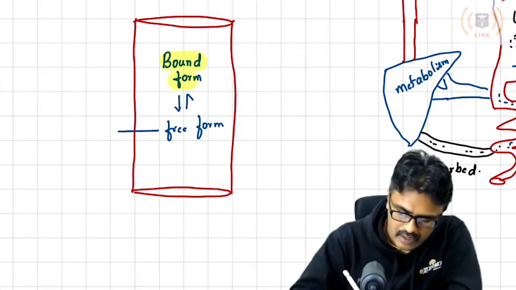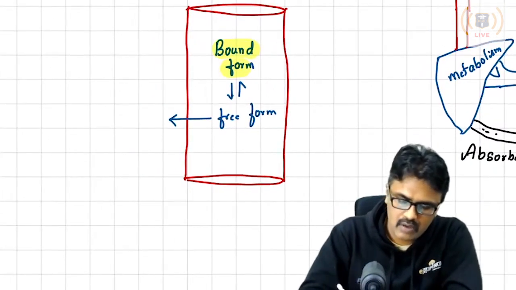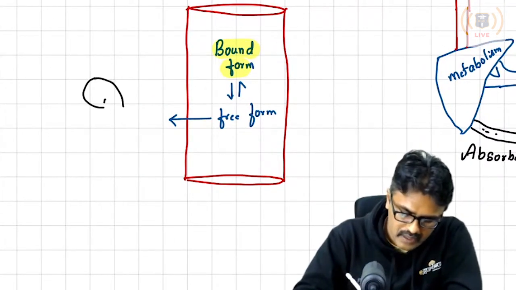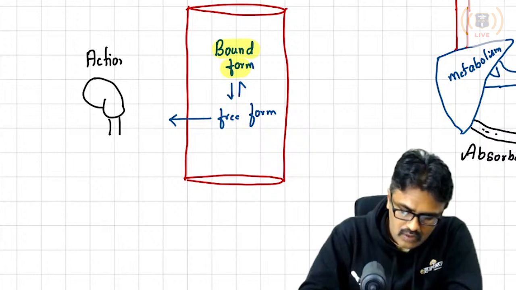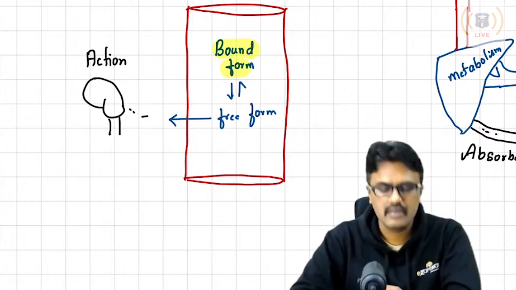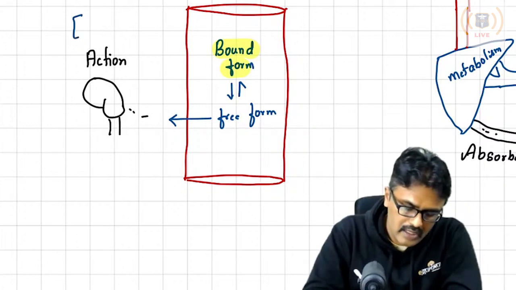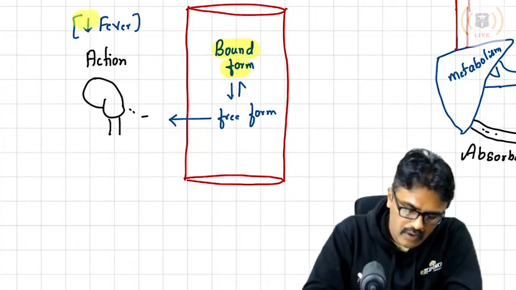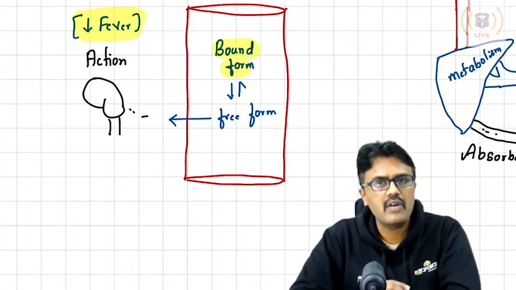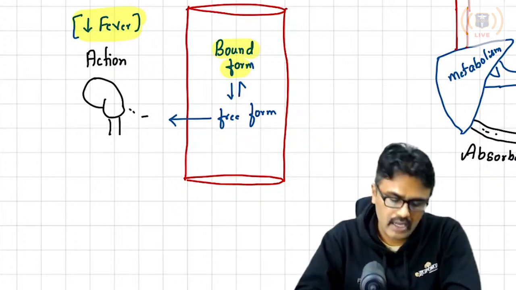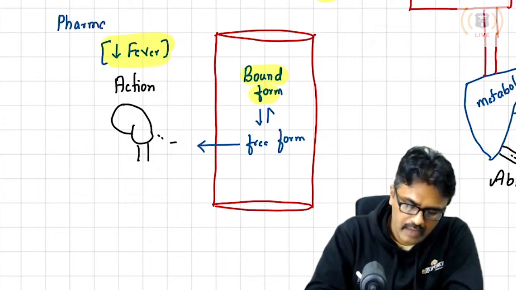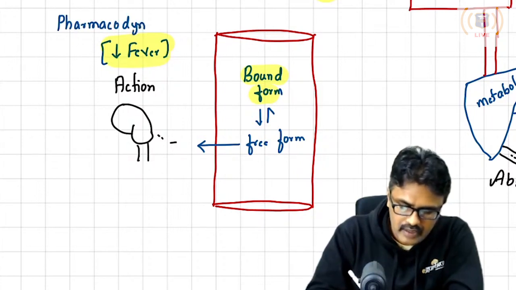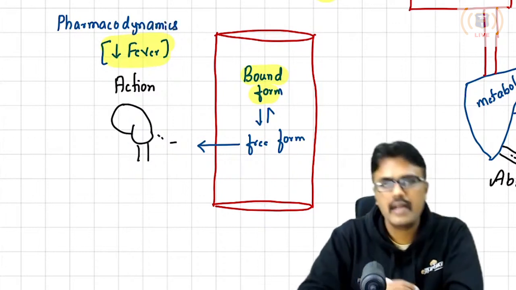Now the free form of the drug, mainly in case of paracetamol, will go to the brain and it will produce action. In case of paracetamol, what is the action? It decreases fever. And this action is what we call pharmacodynamics. Pharmacodynamics is the action produced by the drug. So I will deal with that separately. We will have a separate topic for that. The action of the drug is called pharmacodynamics.